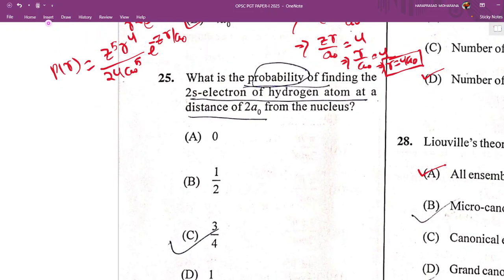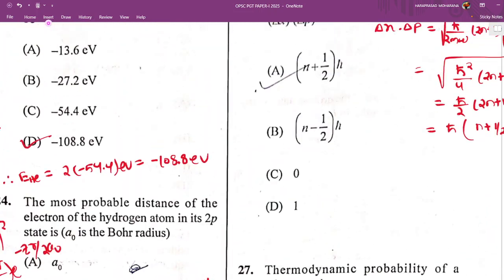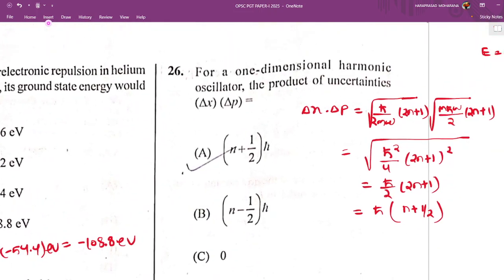Okay, if you solve this question, you can also solve this question from this formula. You can get the probability. I haven't done this because it is a similar question to the previous one, so you can solve this, I guess. So let's move to the 26 number question.